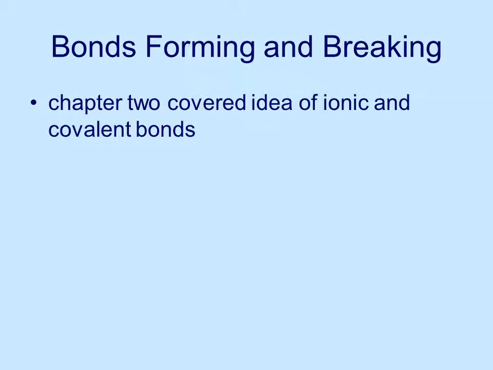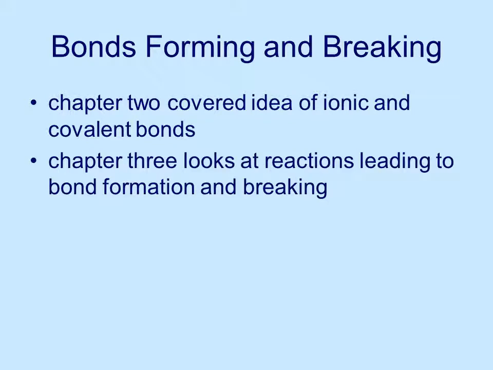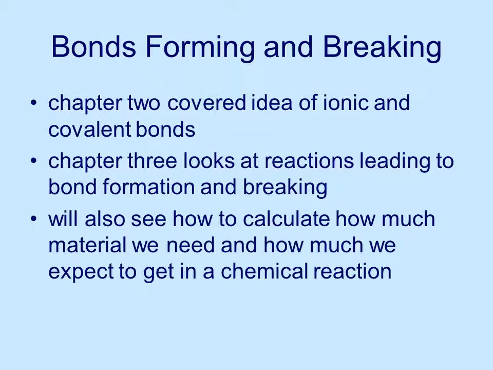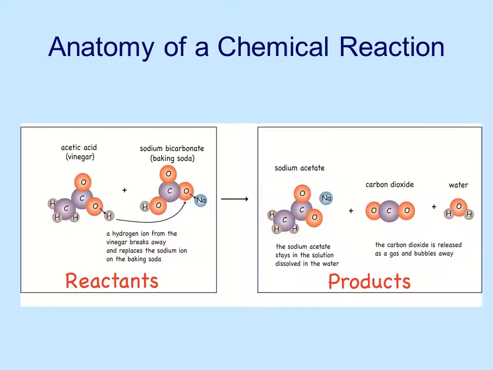Chapter 2 covered the idea of ionic and covalent bonds and looked at the two different types of bonds that hold atoms together to form molecules. Chapter 3 takes a look at reactions that lead to bond formation and breaking. After all, that's what chemical reactions are all about. And we'll see how to calculate how much material we need and how much we expect to get in a chemical reaction.